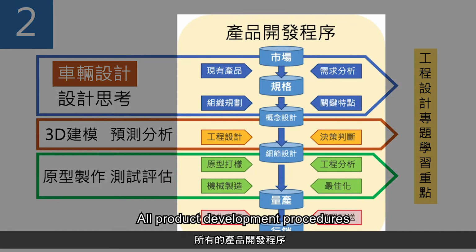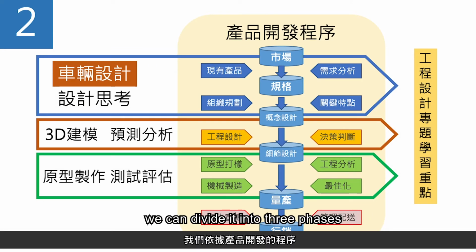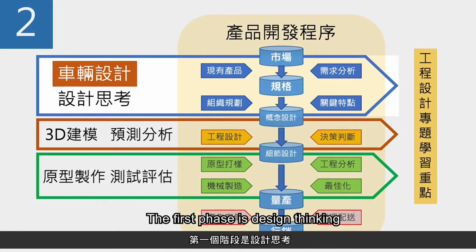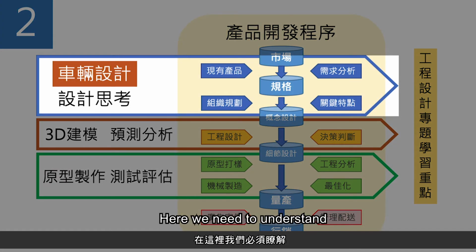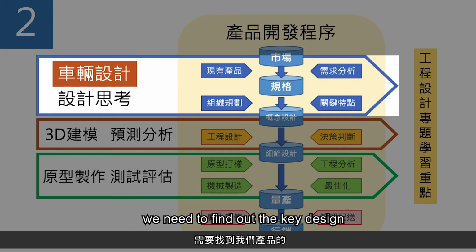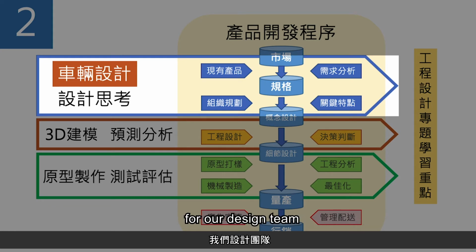All the product development procedures have a similar structure as this figure. Regarding the learning key points for engineering design product, we can divide into 3 phases according to the product development procedure. The first phase is design thinking. Here we need to understand vehicle design from this product. Regarding the analysis of its requirements, we need to find out the key design features of our product, plan organizationally for our design team to perform further studies.